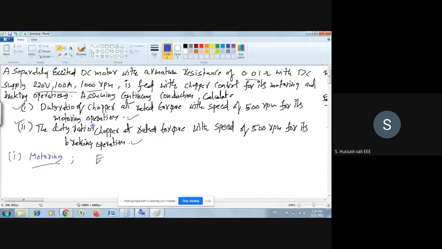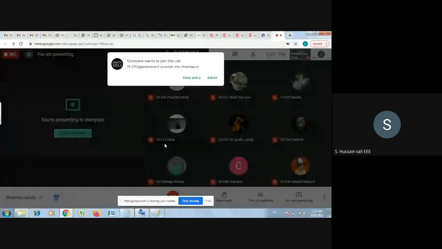EA is 220 volts. Then what is E naught? I want to find out what is E naught. How do we find out E naught? Which formula will you use here?